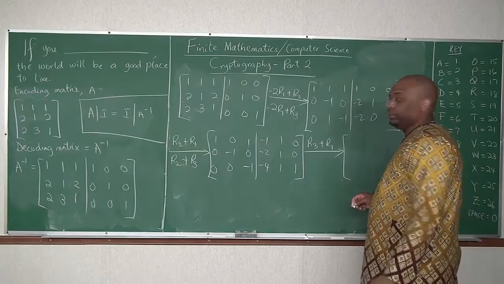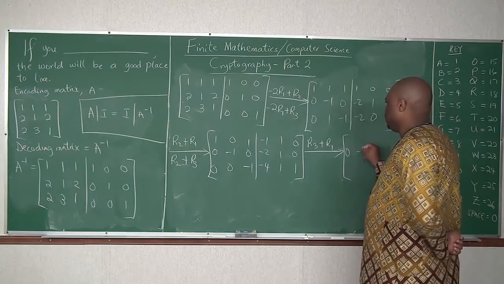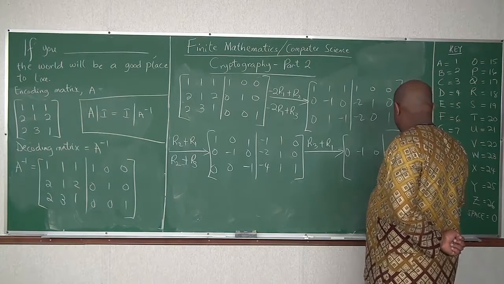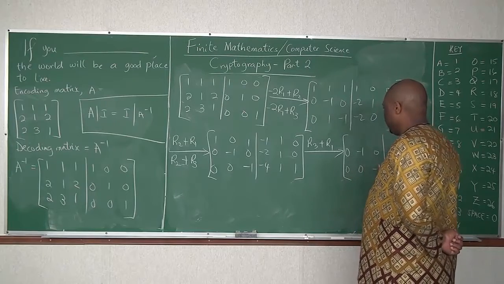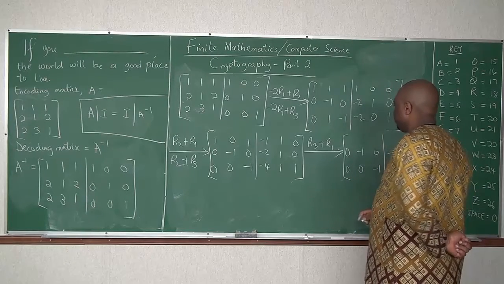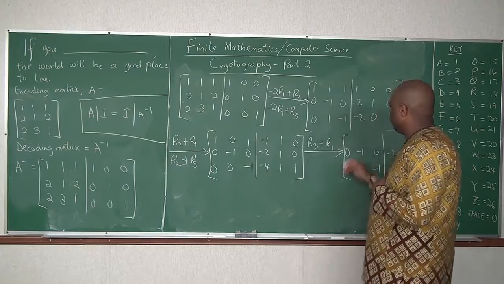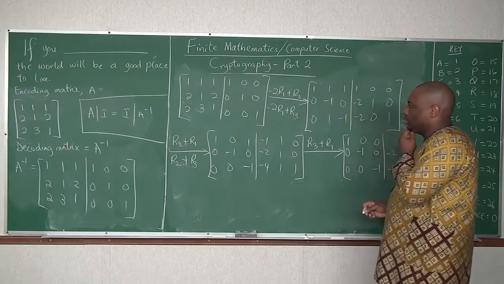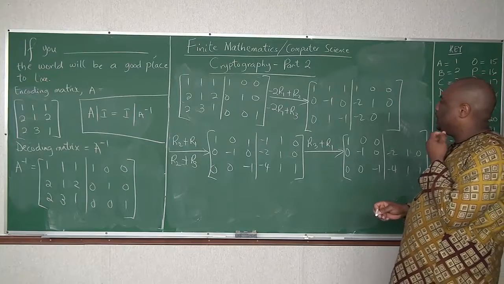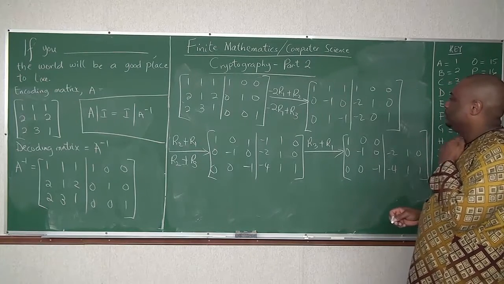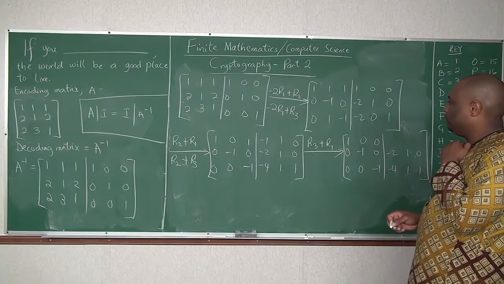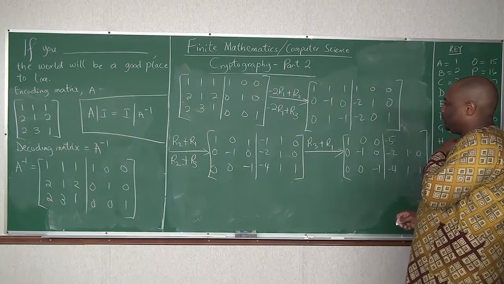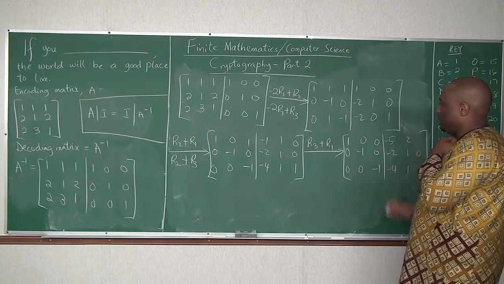So R2 and R3 do not change. So I just write them 0, -1, 0, -2, 1, 0, 0, 0, -1, -4, 1, 1. Then 0 plus 1 is 1, 0 plus 0 is 0, -1 plus 1 is 0, right? -1 plus 1 is 0. Then -4 plus -1 is -5. 1 plus 1 is 2, and 1 plus 0 is 1.